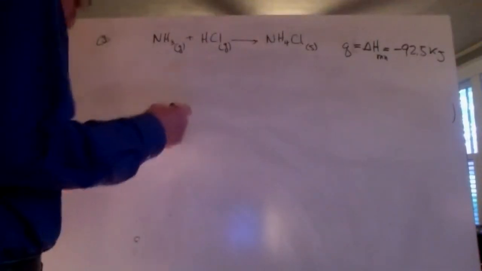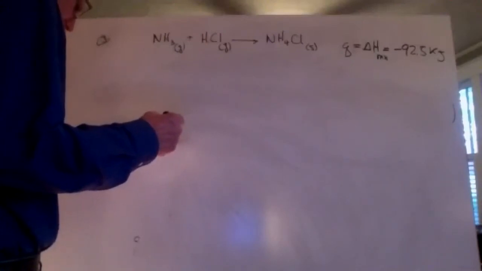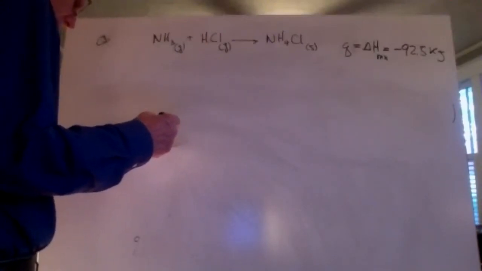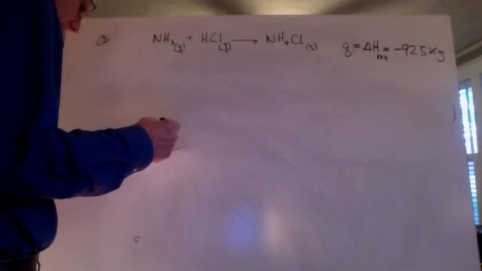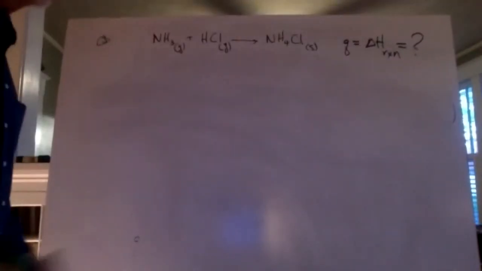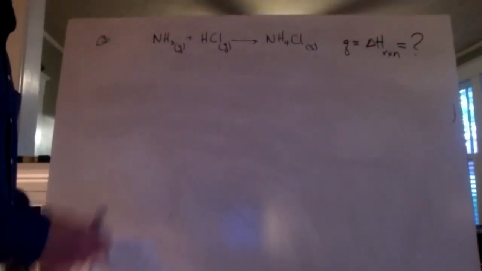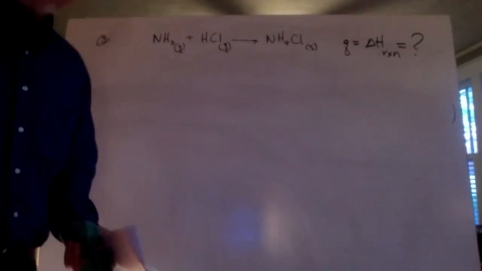NH3 plus HCl. Oh, we don't know that. I'm sorry. My bad. What we want to find out is what is delta H of this reaction. Sorry about that. We don't know what it is. So we need to find out what it is. And we can do this through an indirect way called Hess's law.